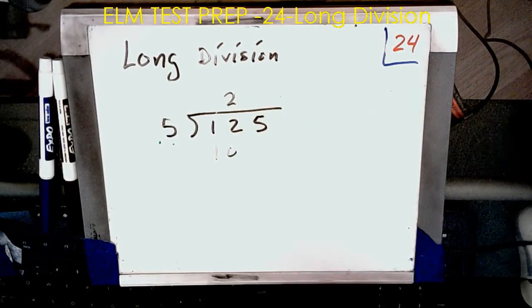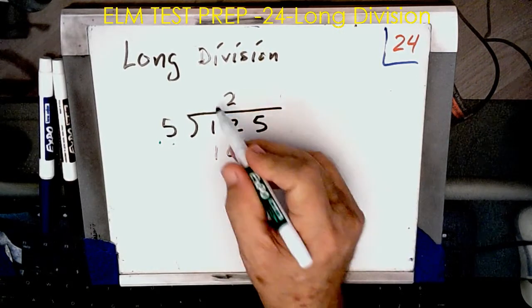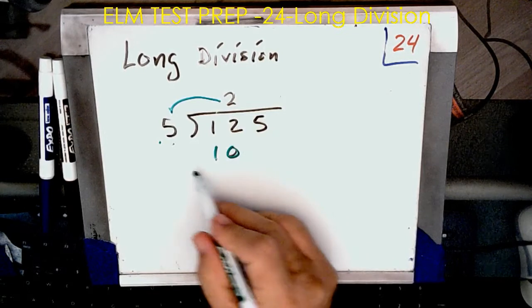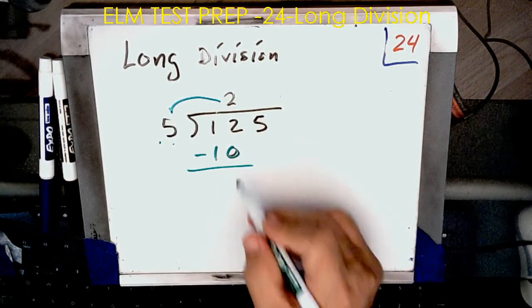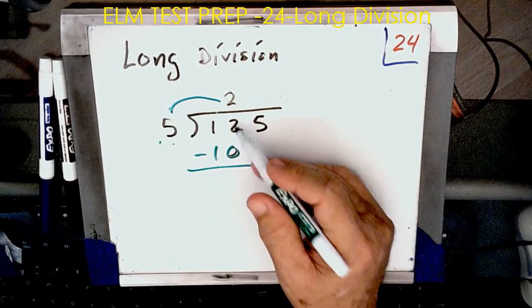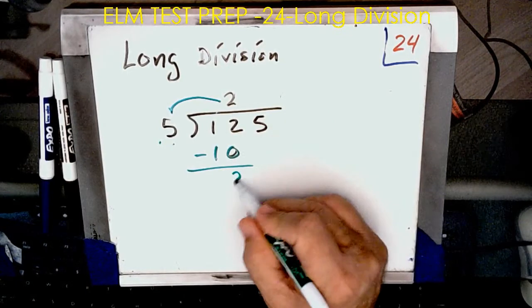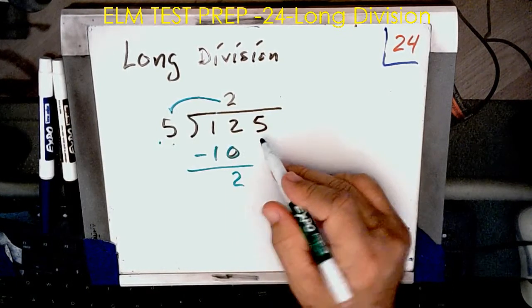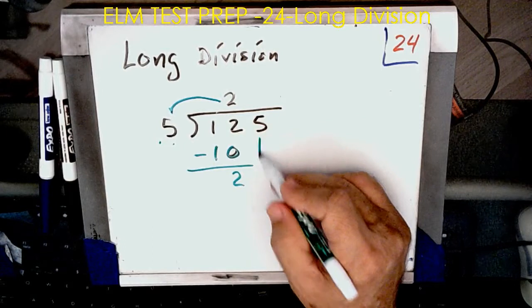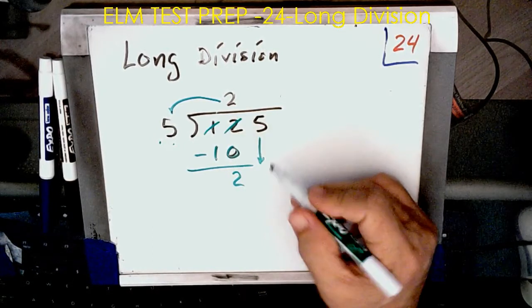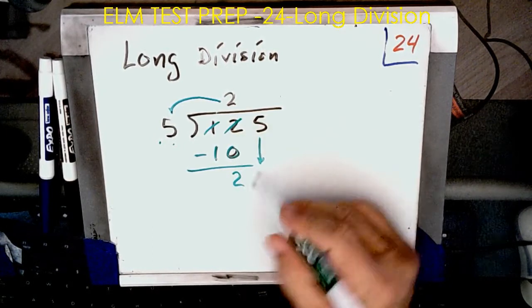I make a guess here that it'll go in 2 times, and then I multiply that times the 5 and get this value of 10. Then I change the sign and add this value to that value. Well, 12 minus 10 is going to be 2. And then we're going to go over and bring down the next number in this sequence. I've already done these 2 numbers, and I'm going to bring the next number down.